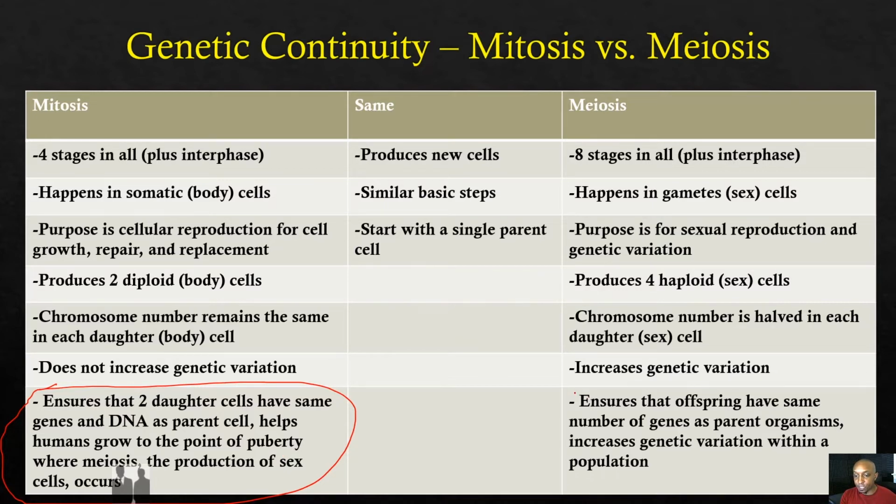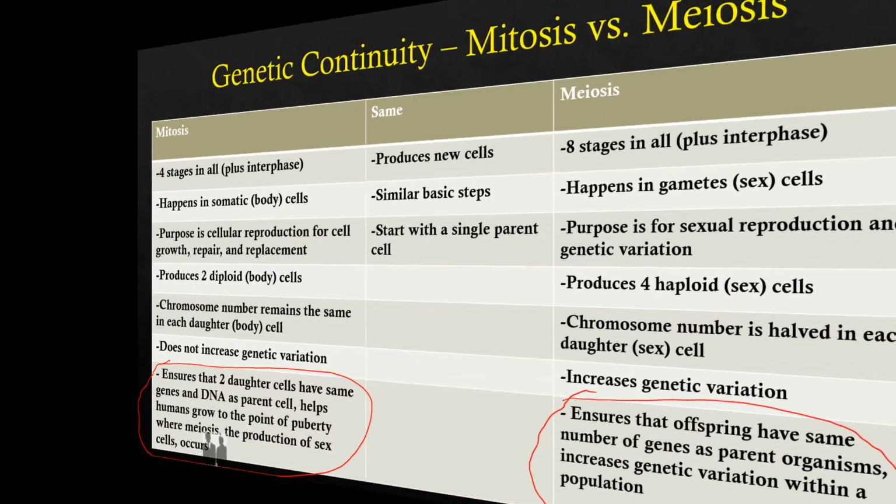And then let's go ahead and take a look at meiosis. And it ensures that offspring have the same number of genes as parent organisms, and it increases genetic variation within the population, which ultimately provides that population with a better chance to survive.